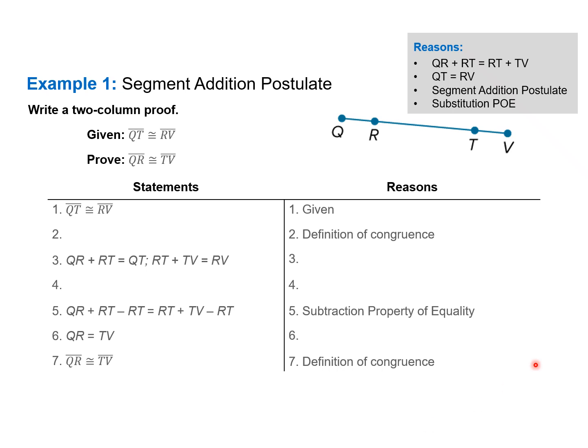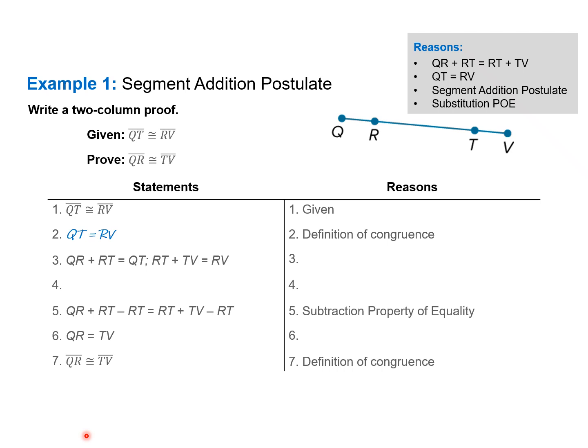They tell us that the reason is definition of congruence. So remember, the definition of congruence says that if 2 line segments are congruent, it's because their lengths are equal. So that means that we're saying QT must be equal to RV, as seen in the box where we have the possible statements and reasons. QT is equal to RV.